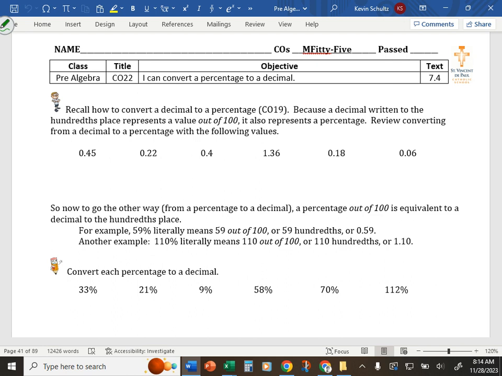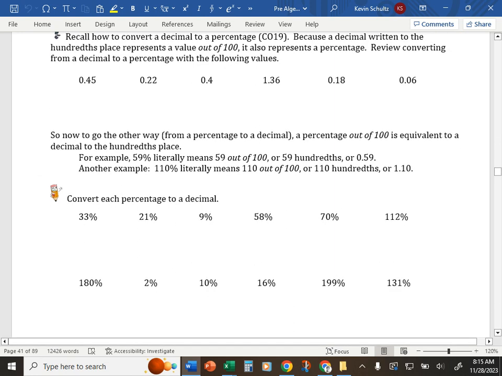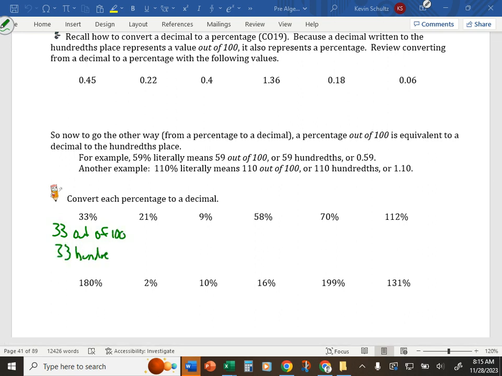Number 22 is kind of exactly the opposite of 19, in that we're going from a percentage to a decimal. Going back to what Pratilda said earlier, that word percent literally means out of 100. So when you have 33%, you can think of this as 33 out of 100 or 33 hundredths. All three of those things, 33%, 33 out of 100, 33 hundredths, all mean the same thing. So how would you write 33 hundredths as a decimal?